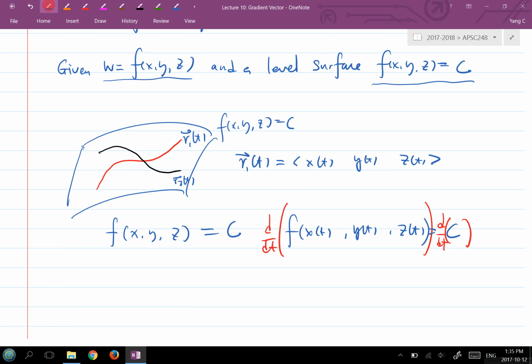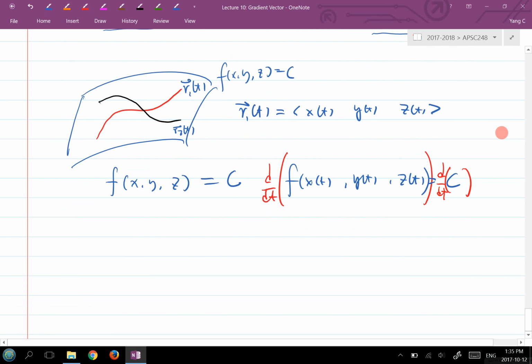Okay. So then this is a constant, so that's going to be 0. And for this side here, like what we did previously, it's a chain rule basically, right? And you end up with fx dx over dt, fy dy over dt, and then fz dz over dt.